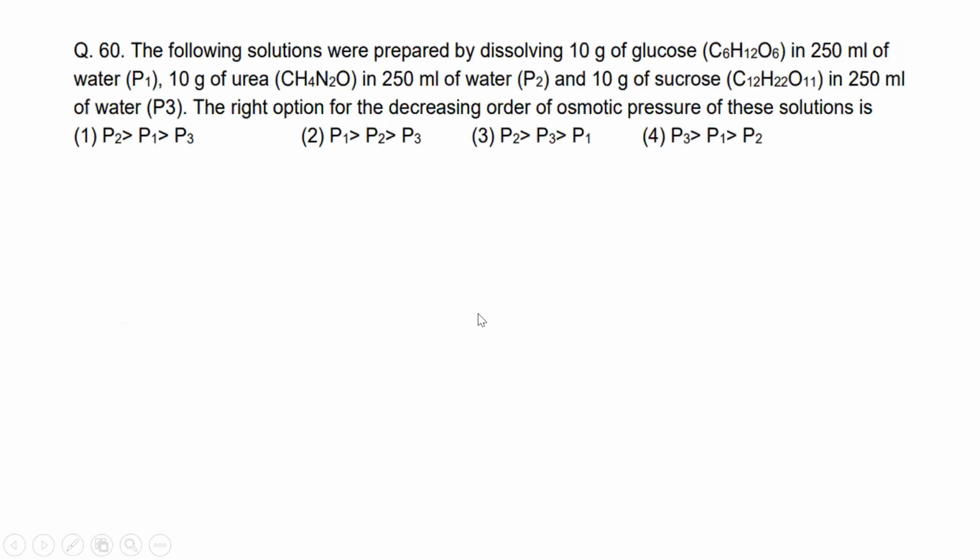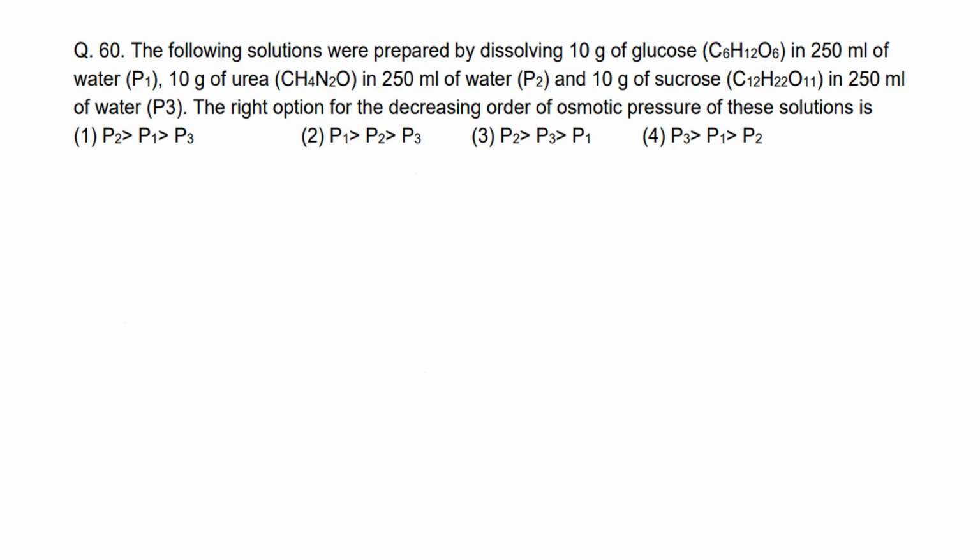Next, question number 60. The following solutions were prepared by dissolving 10 grams of glucose in 250 ml of water, 10 grams urea in 250 ml of water, and 10 grams of sucrose in 250 ml of water. The right option for the decreasing order of osmotic pressure of these solutions is.